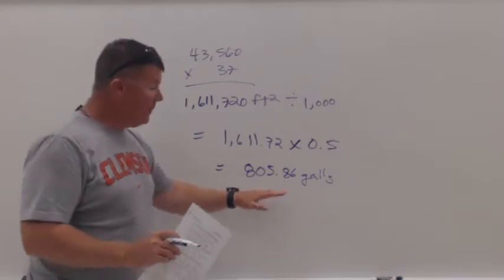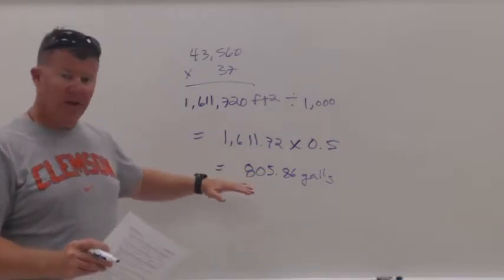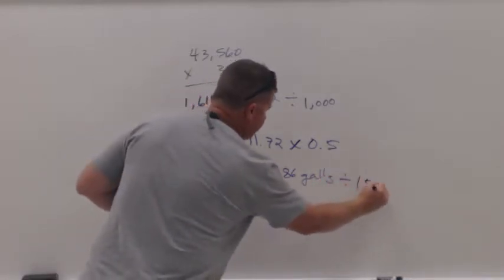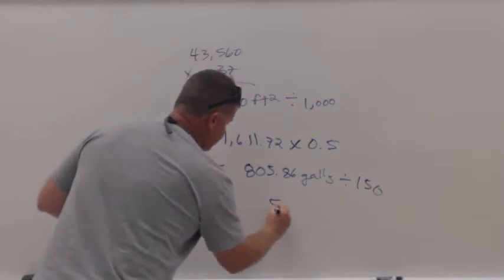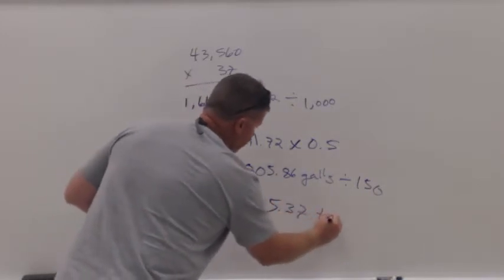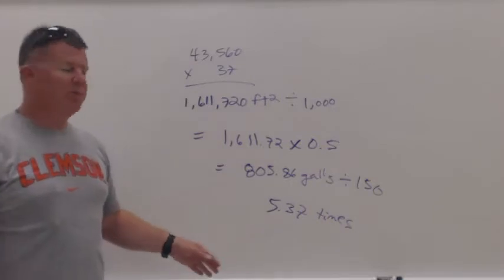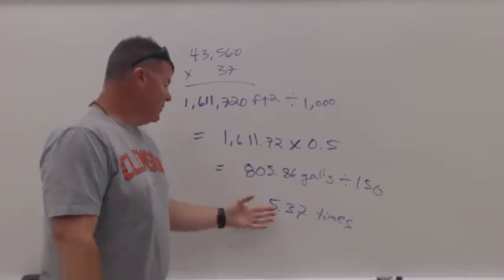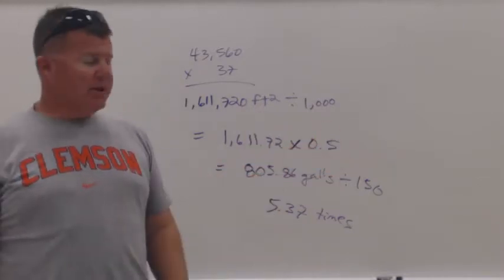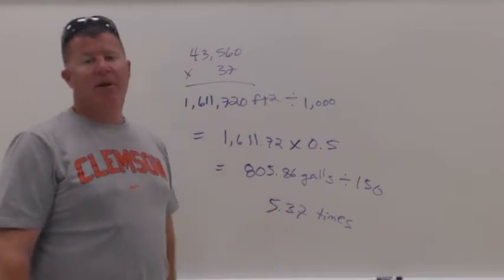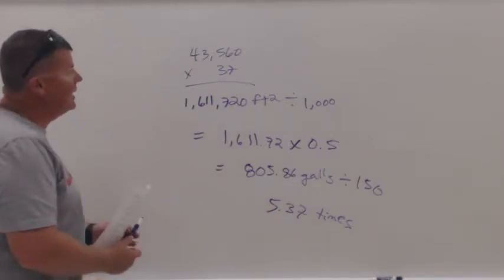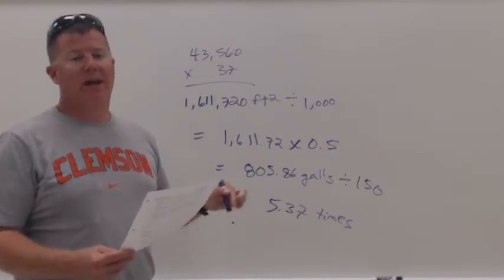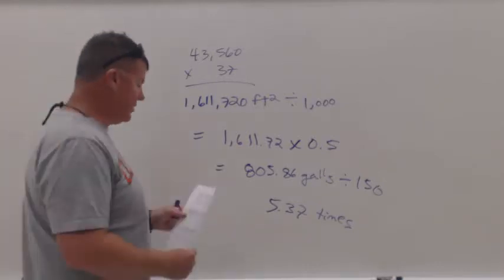That's how much total product, how many gallons we're going to put over the site. We have a 150 gallon tank, so we're going to divide this by 150, and that's going to give us 5.37. So we're going to have to fill our sprayer 5 times, and then we'll have to figure out exactly how much for that 0.37. So you're actually going to be filling your tank 6 times, but the last time you're only going to put 0.37 in it. Again, lengthy problem. Use the information that's given to you and give the answer that is asked for.